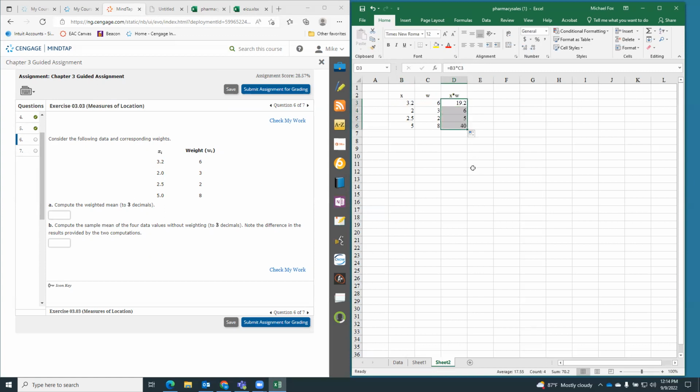And so the formula for weighted mean is just to take the sum of X times W and divide it by the sum of W. So we're going to divide the sum of X times W by the total of the weights. So our weighted mean then will be the sum of X times W divided by the sum of W, or 3.695.